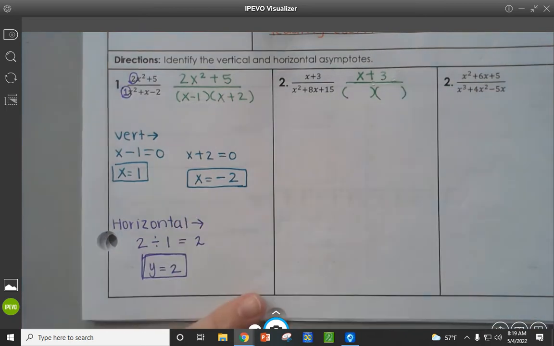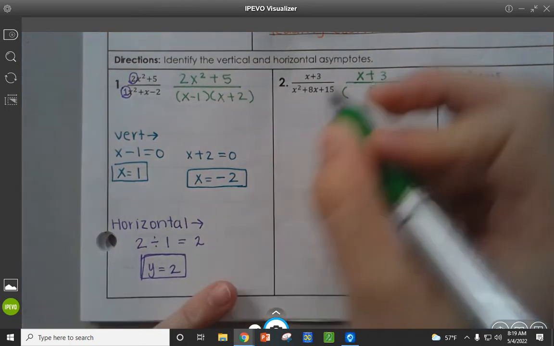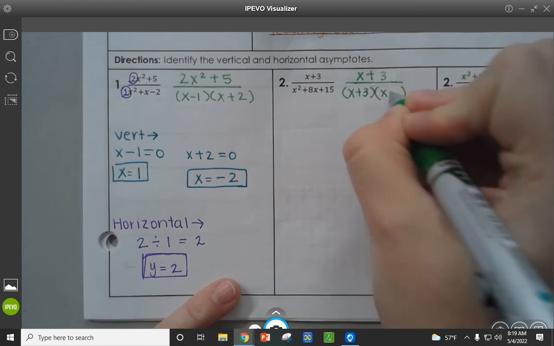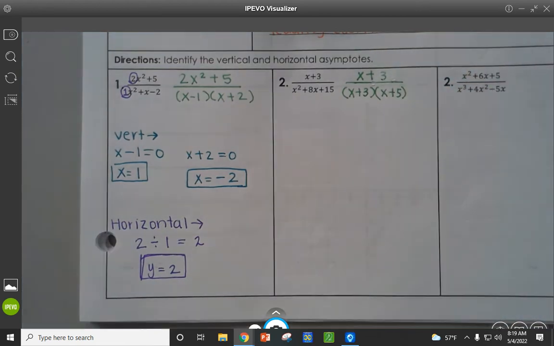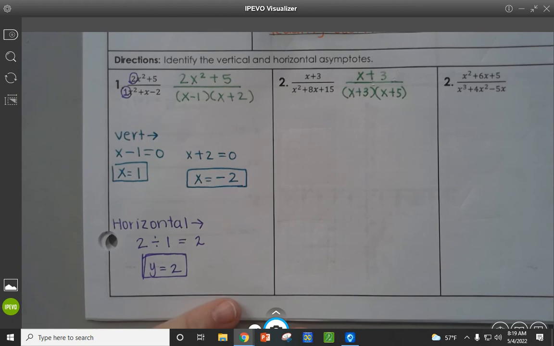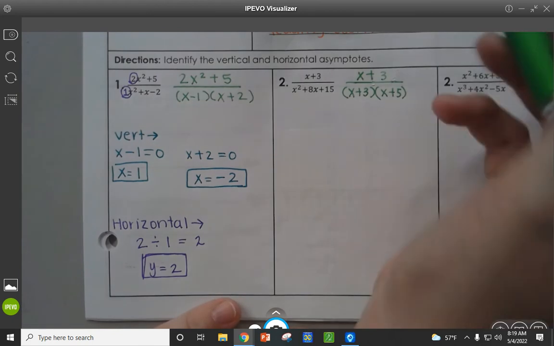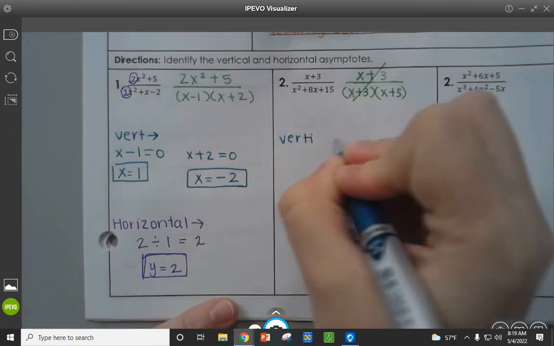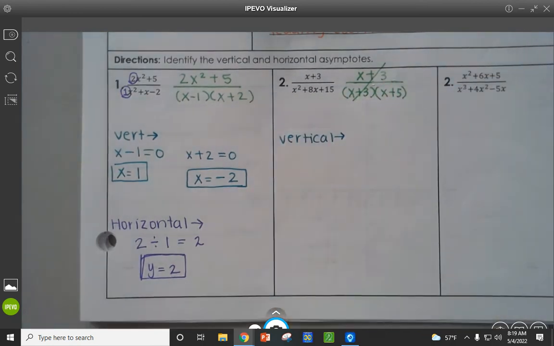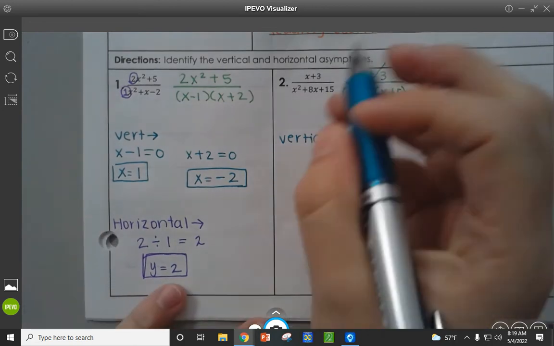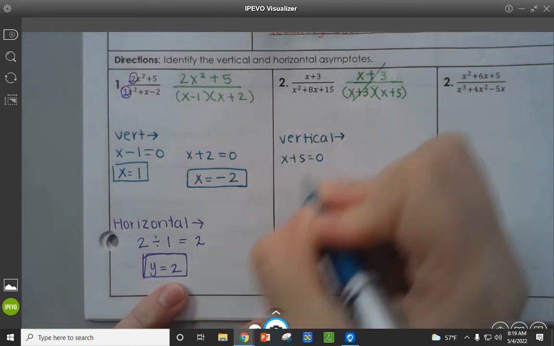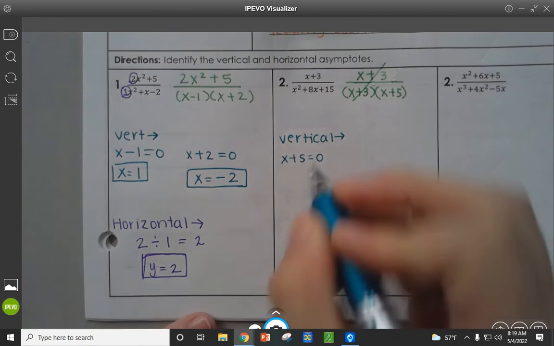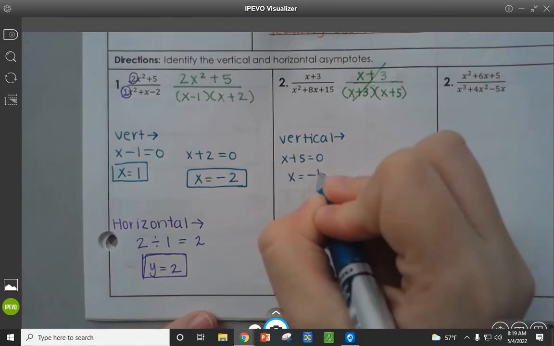How does the bottom one factor? x plus 3 and x plus 5. Does anything cancel in these? The x plus 3's cancel. So when I'm doing my vertical asymptotes, the only one that I set equal to 0 is the x plus 5. So x equals -5.